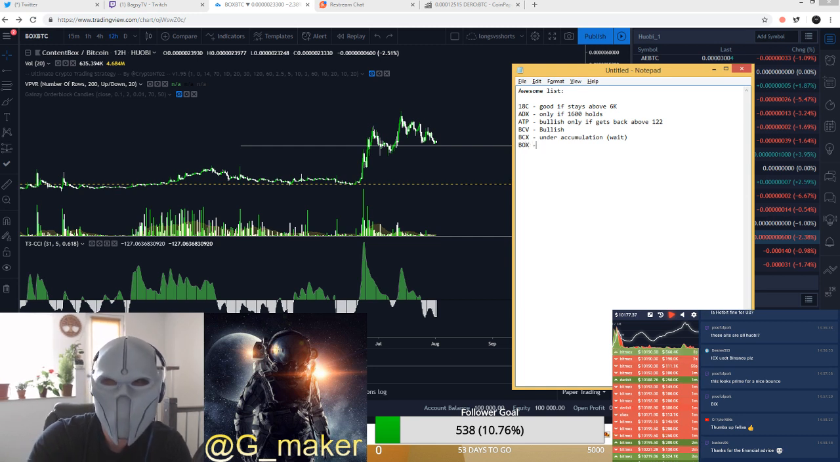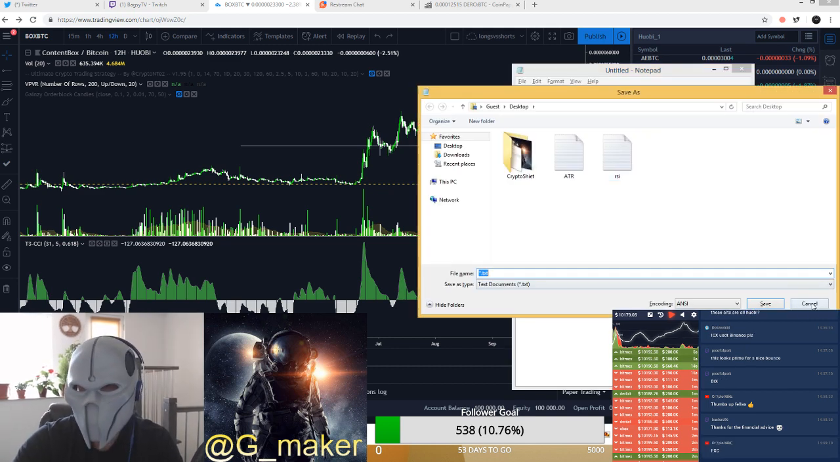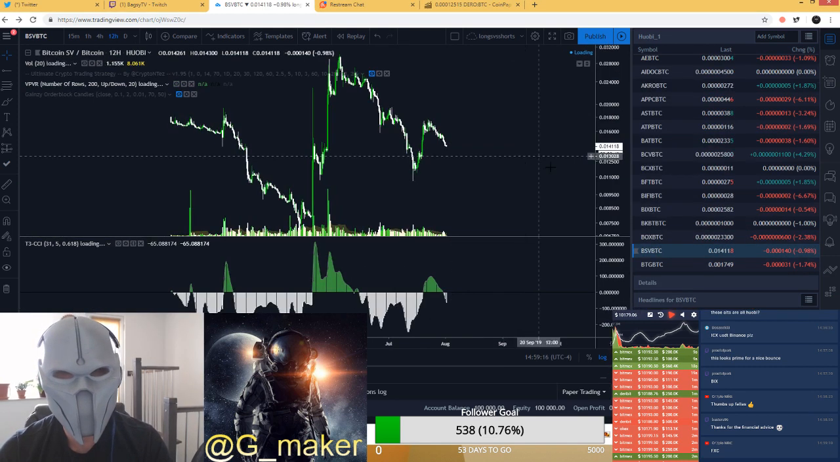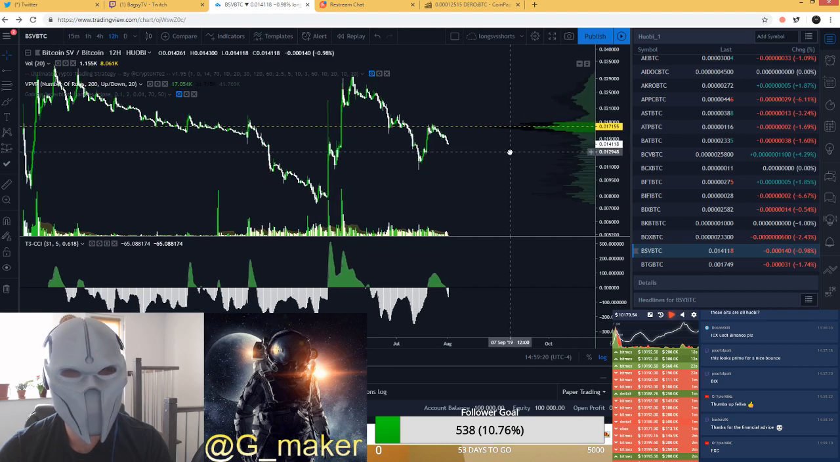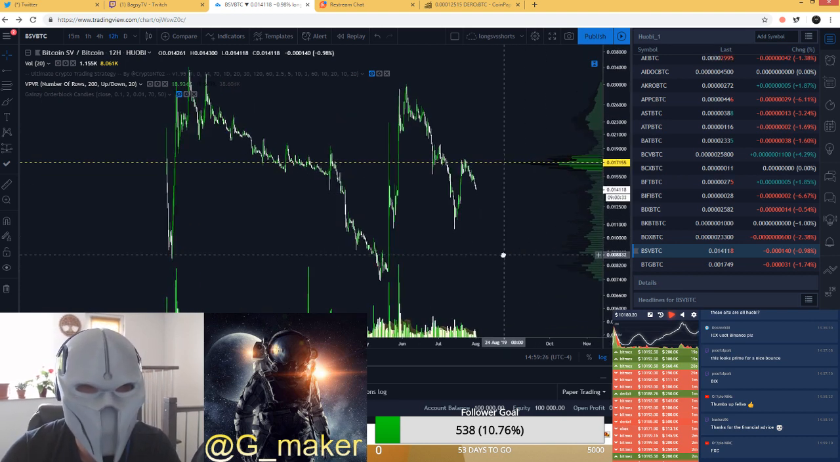Yeah, if 217 holds, that one is gonna pump back to 770. I'm not kidding, that one is just gonna pump right back. So this is the number two most bullish now. That one is extremely bullish, just like LXT, Litex, just pumping, it doesn't give a fuck. Oh, look at that. What a G. Sorry, I'm looking at BSV.